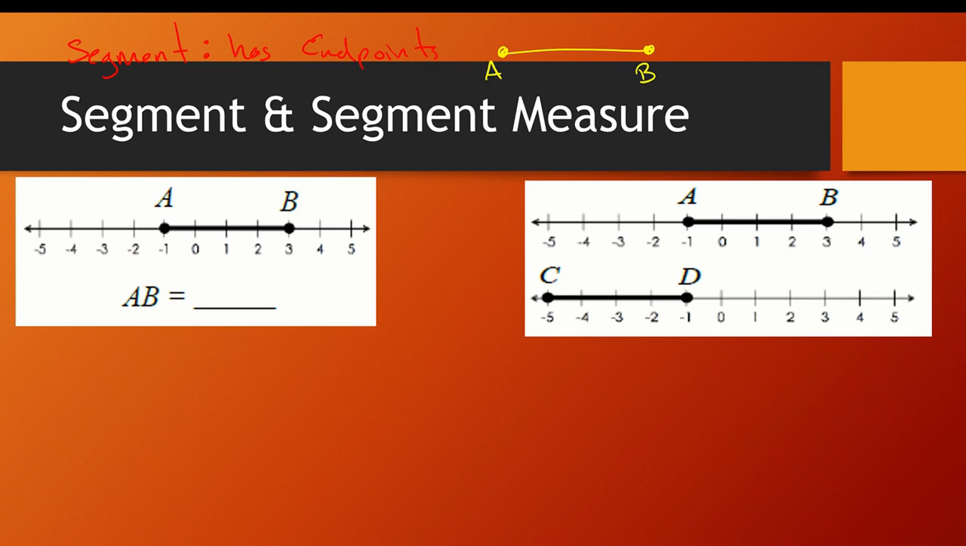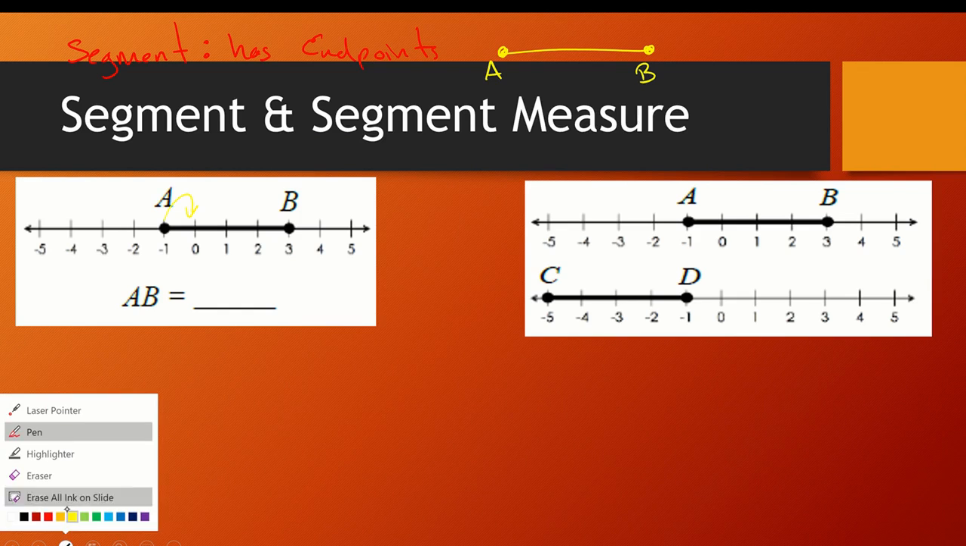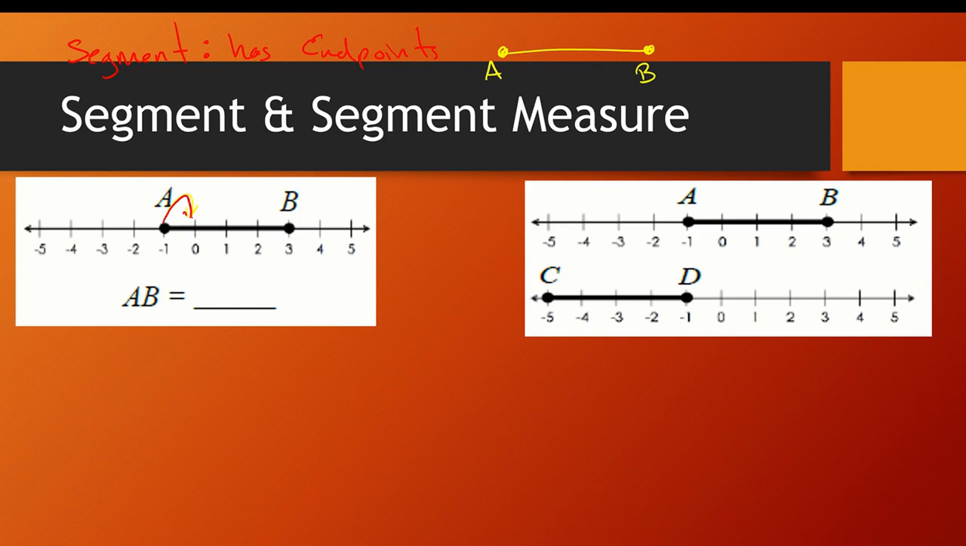Now, whenever we're measuring segments, if we're given a number line, it's pretty easy. All we've got to do is count from one point to the other, so from point A to point B. So 1, 2, 3, 4. So this one we can easily say segment AB measures 4, or it's equal to 4.